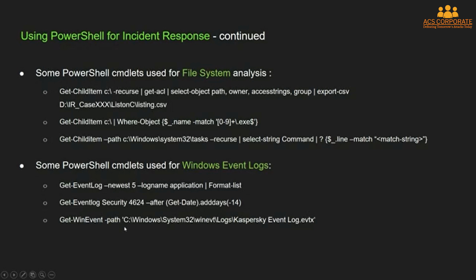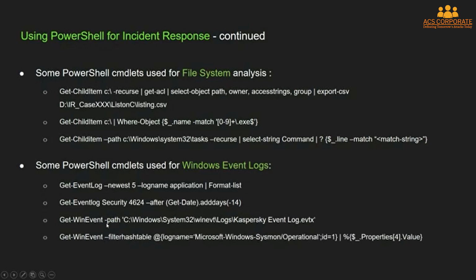This also will show the Windows events. If you have a Windows event log that is not default, for example, this is a Kaspersky event log, you can show this again with Get-WinEvent -Path as well. The last thing that I would like to show you in Get-WinEvent is a FilterHashTable.